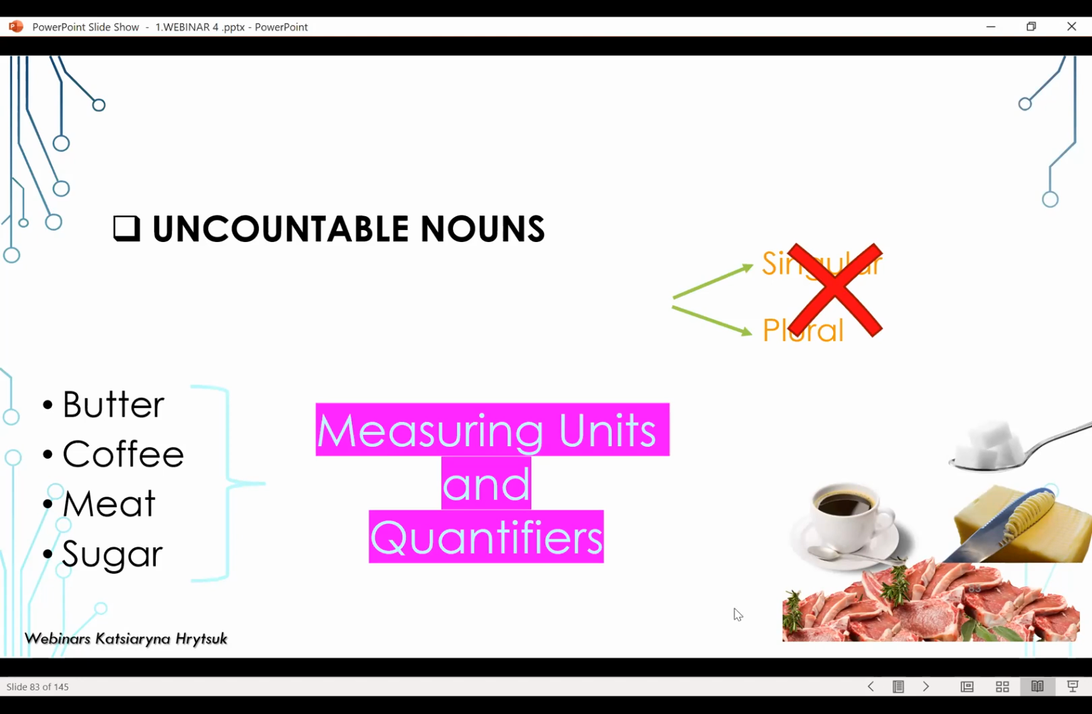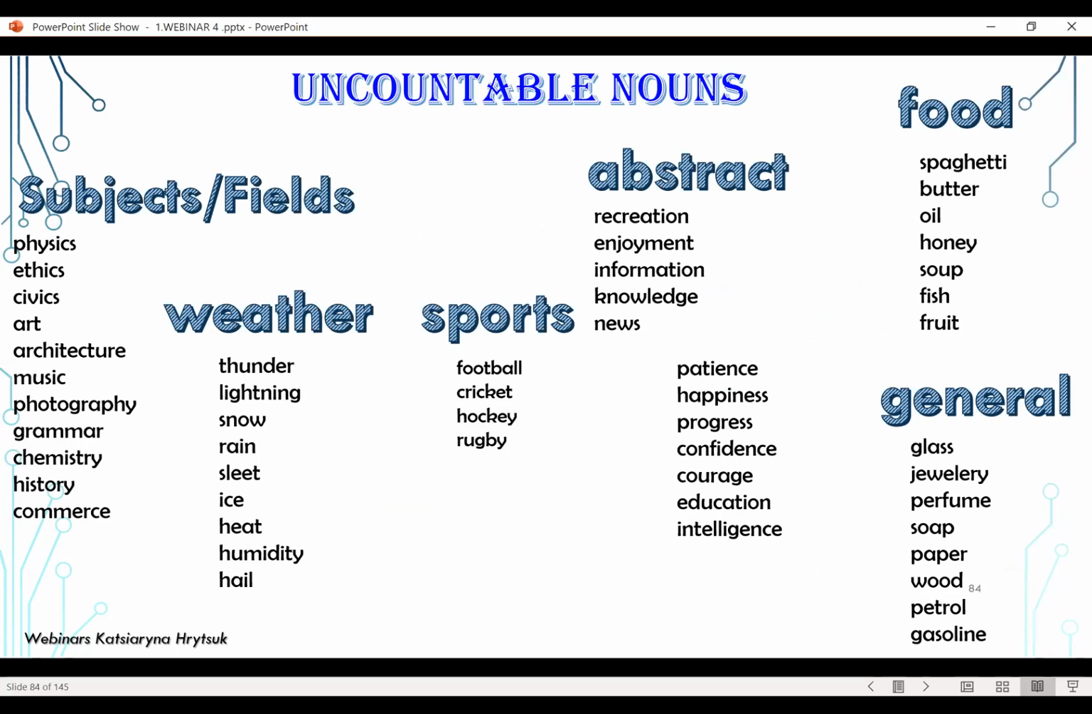But what can we do with them? We can use measuring units. And I will focus today on American measuring units because students really have a lot of problems reading and understanding these units. But this is a bit later. I group uncountable nouns. Most common, I use Cooper's system. Most common uncountable nouns, remember, they are always singular.